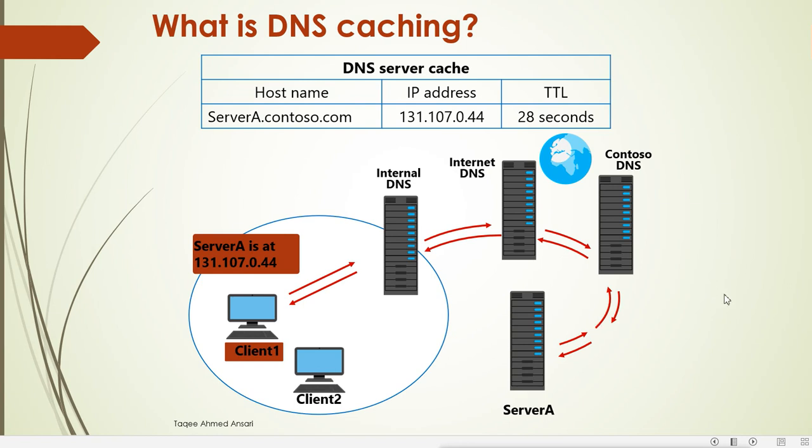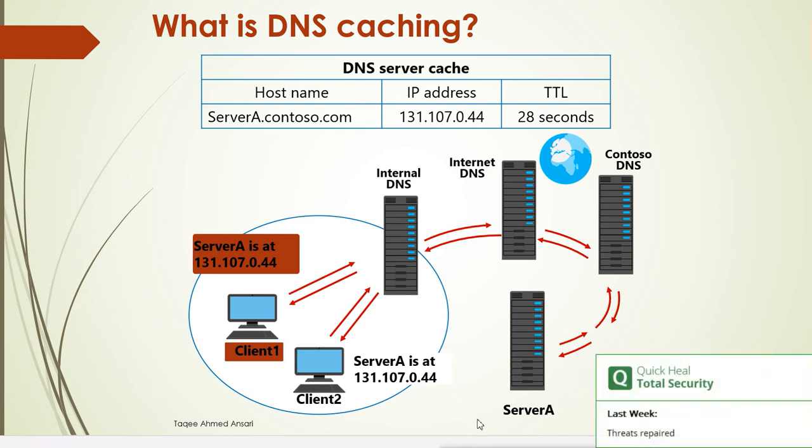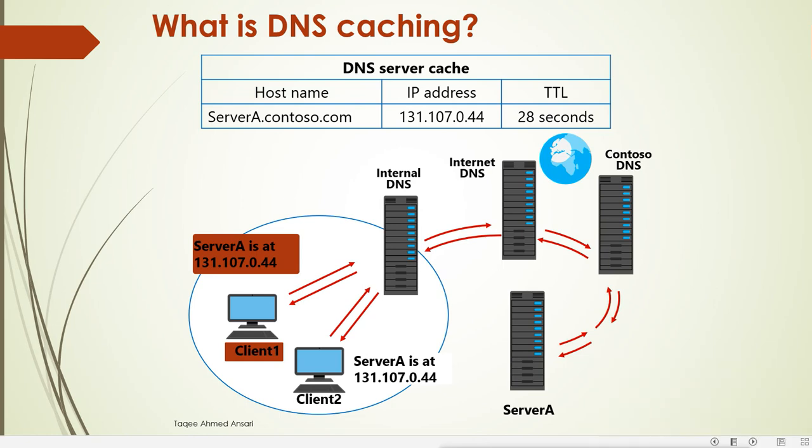So for example, when client 2 wants to get access, asking where server A is, the internal DNS server will directly give the response from its cache. It will give the information directly from the cache, and it will not go through the whole process to find out the IP address of this server A. So this is DNS caching. DNS caching is done by the client also, and the DNS server also does the caching for other clients. If another client wants the same record, it will give the answer from the cache.